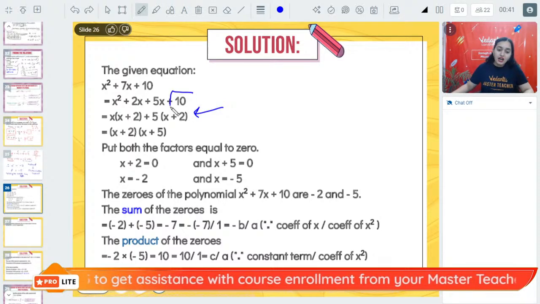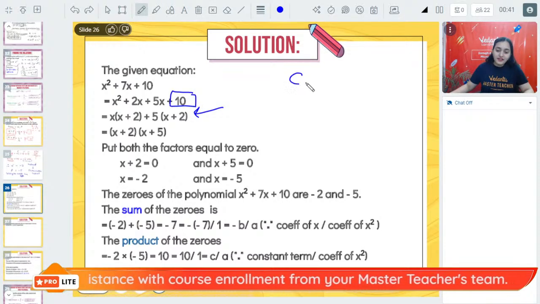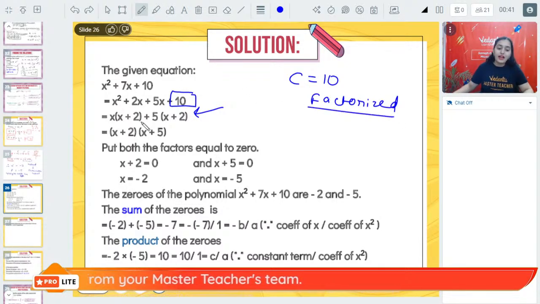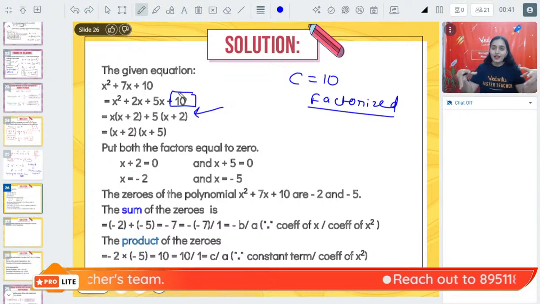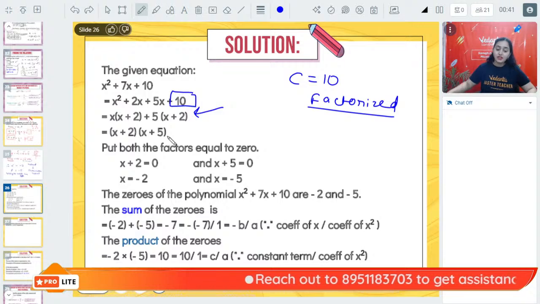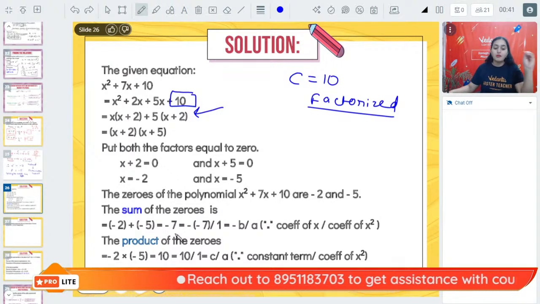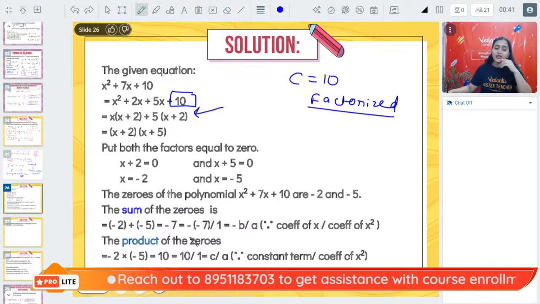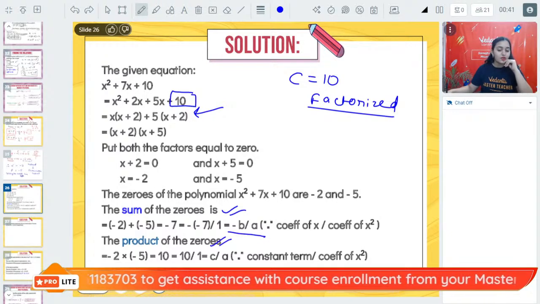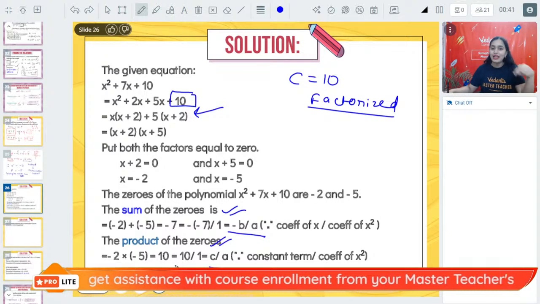Once again, the value of C has to be factorized. After factorizing the value of C, you have to factorize it such that the sum is equal to minus B upon A. After that, once you have found the sum of zeros, at the end you can prove the sum of zeros is minus B upon A, and the product of zeros is C upon A. You can prove it as well.